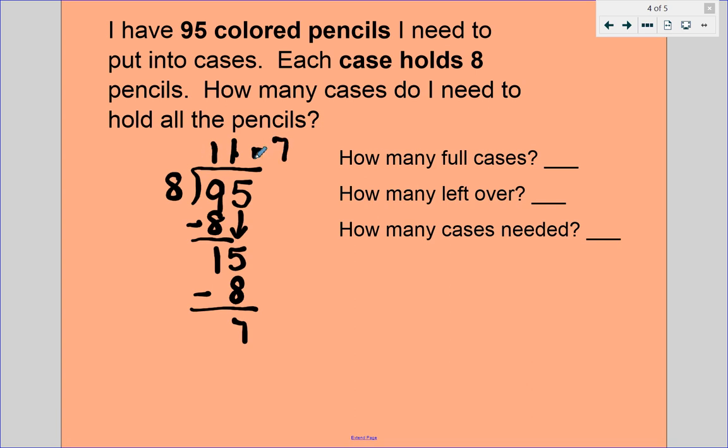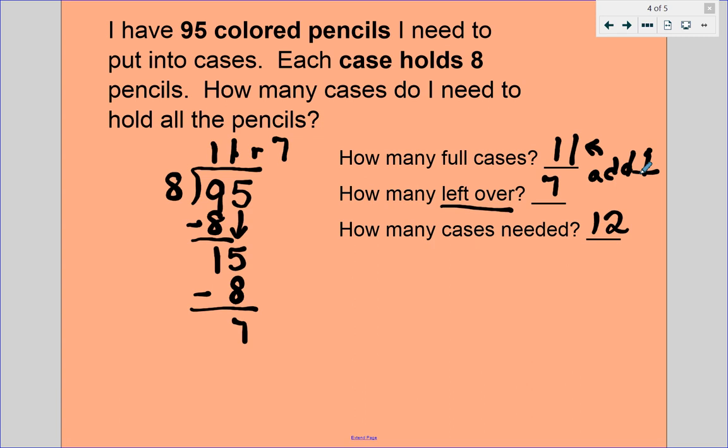So how many full cases are there? That's 11. How many leftovers? 7. How many cases do I need? Well, if I have 7 left over and I need to put all of them into cases, I still need 1 more than that 11, so I need 12. And this is the case where the leftovers tell me to add 1 more, add 1 to here.